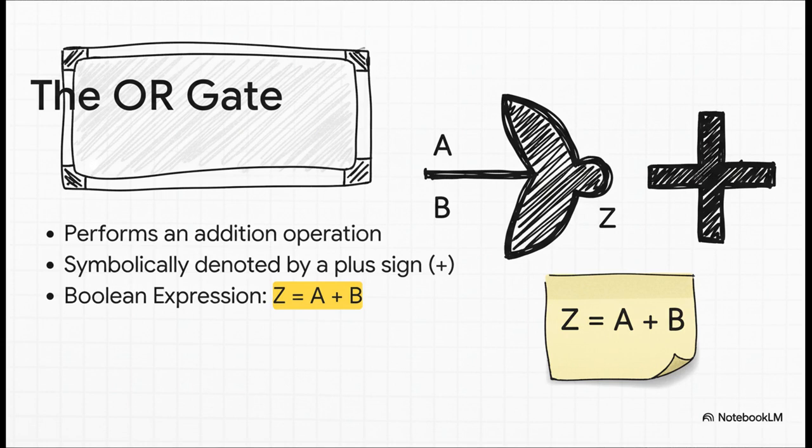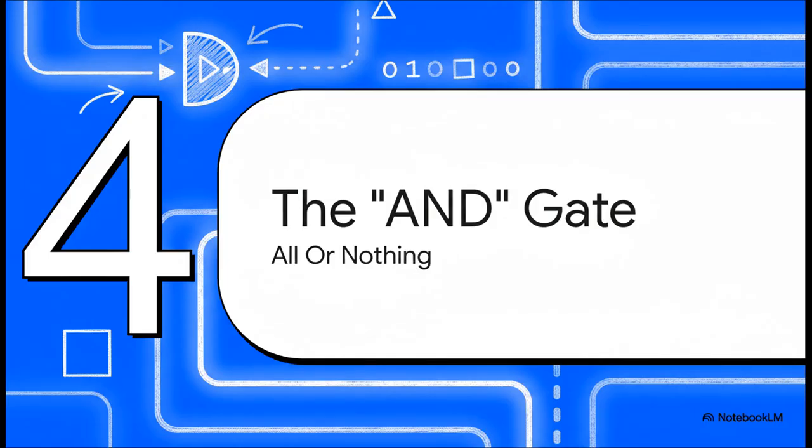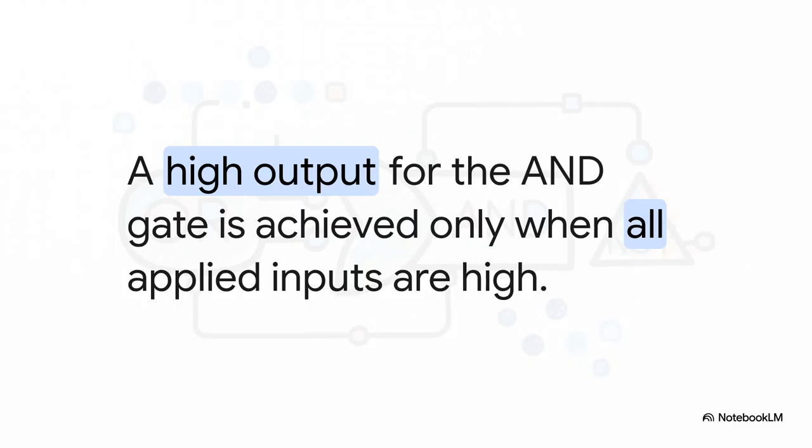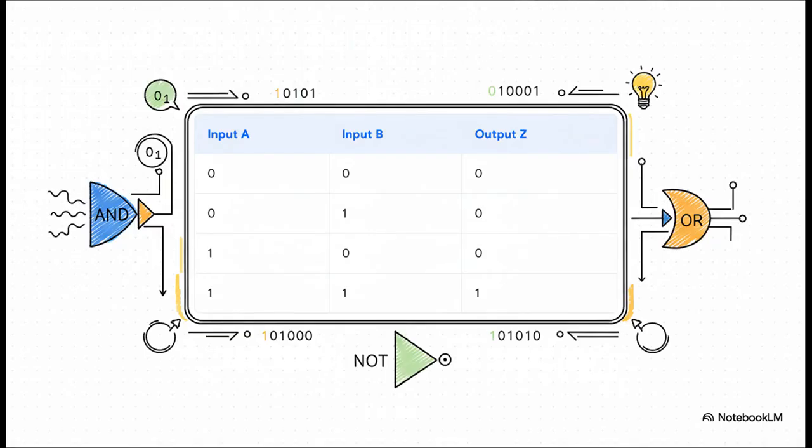Now, if this is our easygoing gate, let's go meet its much stricter sibling. Next up is the AND gate. And if the OR gate was easygoing, the AND gate is, well, it's the strict one. It's very demanding and has much, much higher standards. The AND gate's rule is simple: perfection or nothing. It will only give you a yes output if every single one of its inputs is also a yes. If even one input is a no, the whole thing is a no. All or nothing. And its truth table makes this crystal clear.